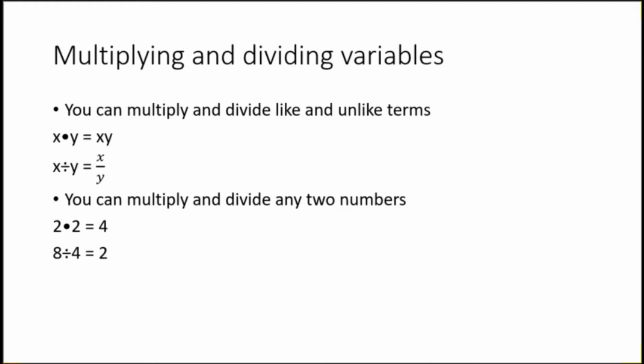Let's now talk about our last two operations, multiplication and division. Here are our rules. You can multiply and divide both like and unlike terms. So we have an x and a y here, and we're going to multiply them together, and we just get xy. Typically, when we multiply two unlike variables, or even a number and a variable, we just put them next to each other. You can also multiply and divide any two numbers just like you have been since you started math. So 2 times 2 equals 4, 8 divided by 4 equals 2. These are also like terms since they don't have a variable.